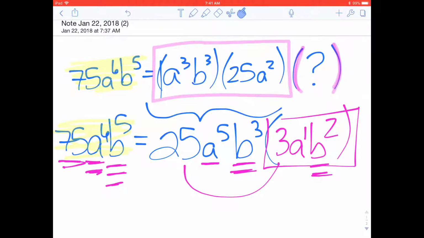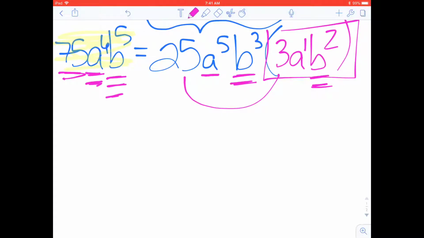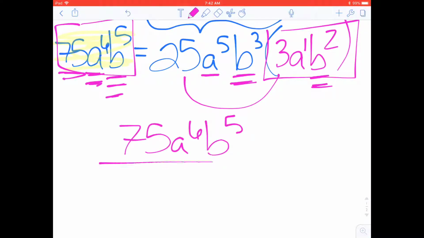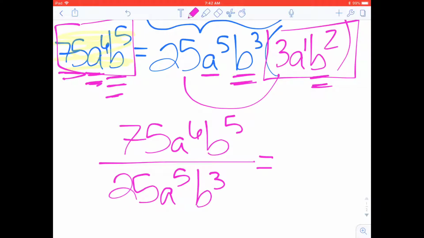Now, you could also do it like this when you're dividing. Take your answer right here, 75 a to the sixth, b to the fifth, divided by 25 a to the fifth, b to the third, and that'll look pretty familiar to you. So I'm giving you a few options here. Most of you will be able to do this in your head.